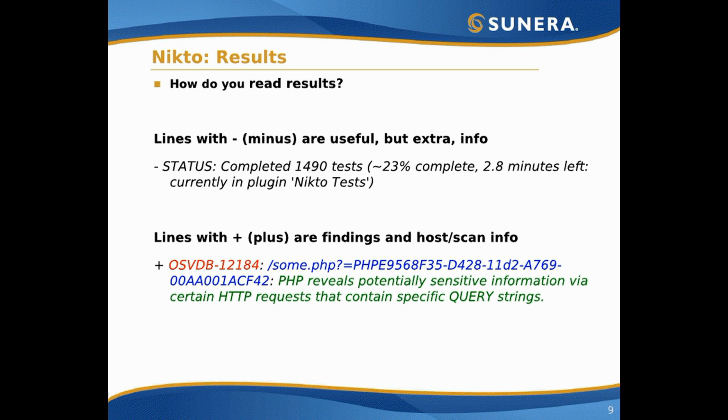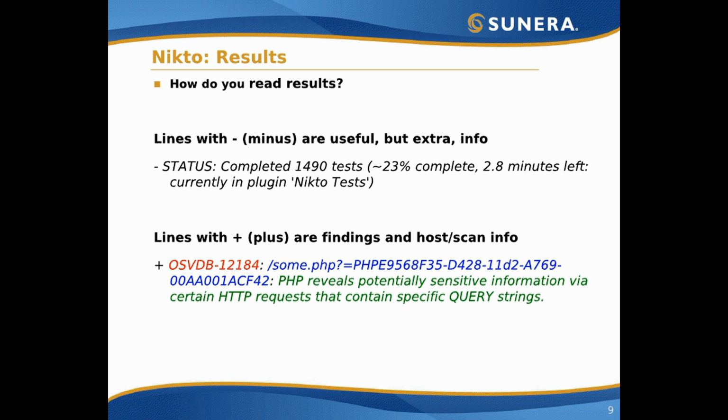So when the results come out, you see there's basically two different types of output information. One is going to be a line that starts with a dash, and this is basically extraneous information that is nice to know, but it's not necessarily actionable things that you're going to need to worry about. In this case, this is just a status message of how far along the test is going, and a guesstimate as to how many minutes it has left. It is a guesstimate based on elapsed time and number of tests and that sort of thing. So you can take it with a grain of salt.